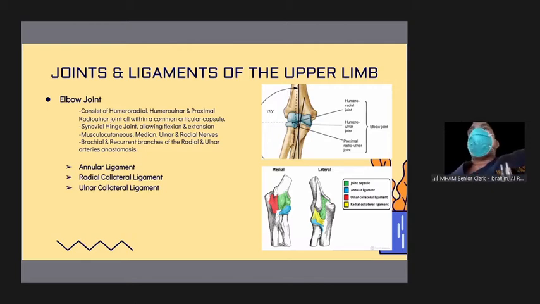The elbow joint is innervated by four nerves: the musculocutaneous, median, radial, and ulnar nerves. It also receives blood from the anastomosis formed by the branches of the brachial artery and recurrent branches of the radial and ulnar arteries. This joint is also reinforced by three ligaments: the annular ligament, the radial collateral ligament, and the ulnar collateral ligament. Next slide, please.